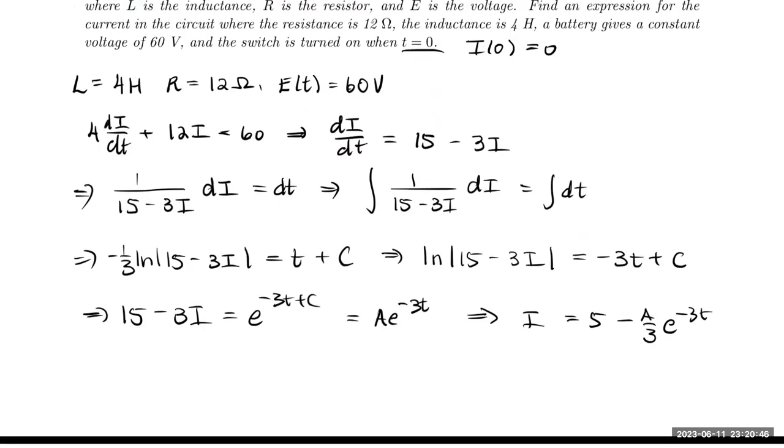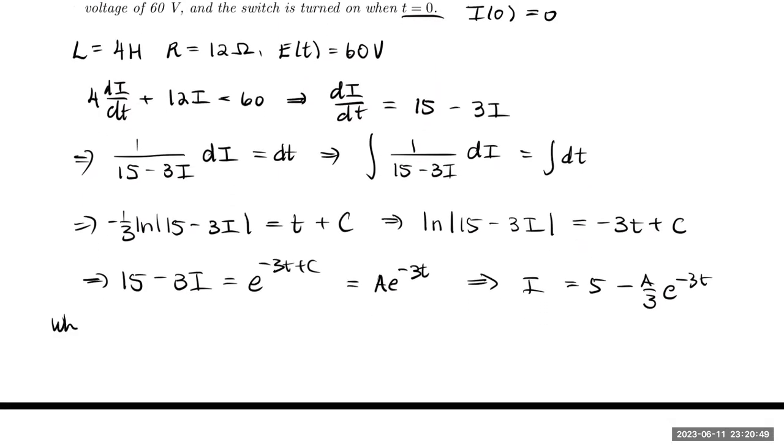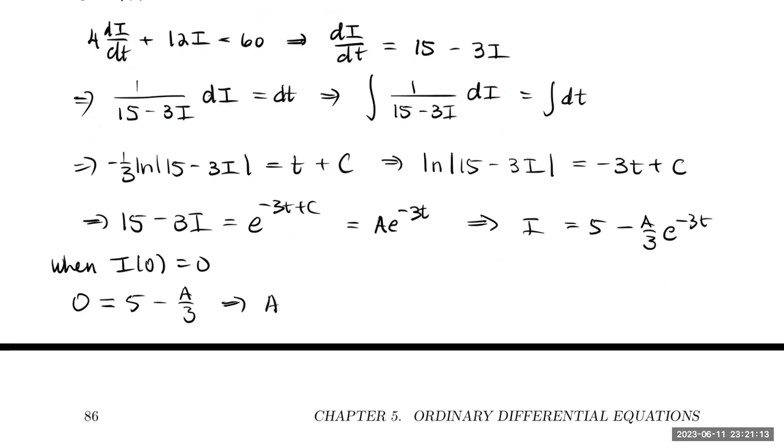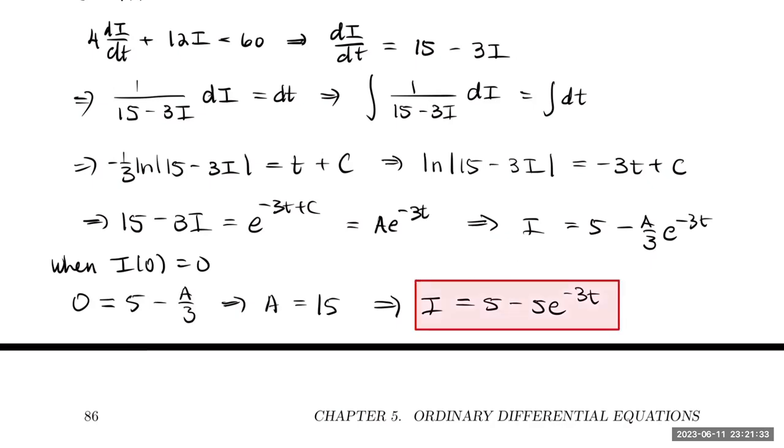Applying the initial value that I(0) is equal to 0, if we substitute that in to find a, we get 0 equals 5 minus a divided by 3, times e to the power of negative 3 times 0, which is still going to be 1. So a is equal to 15. When a is equal to 15, the current is given by 5 minus 5e^(-3t), and that is the formula for the current passing through the circuit.